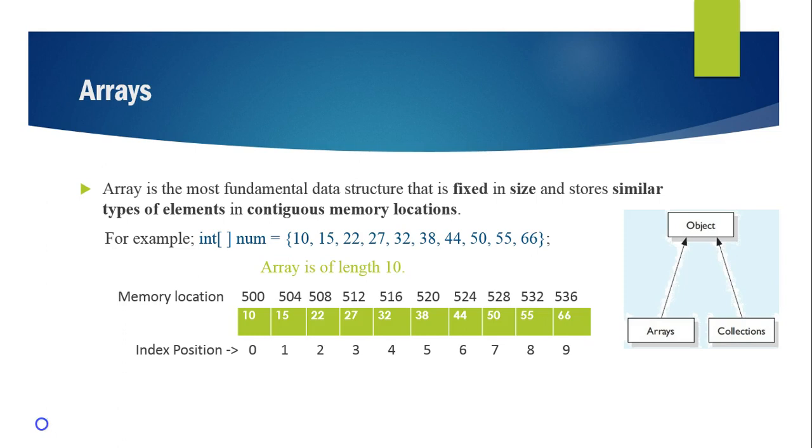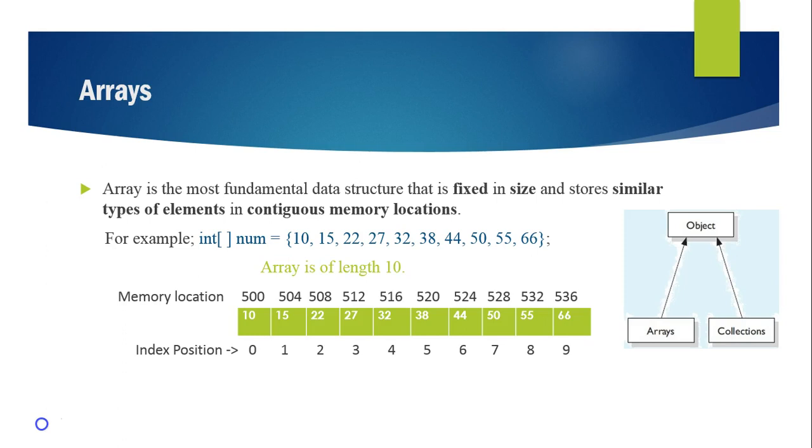An array is the most fundamental data structure that is fixed in size and stores similar type of elements in contiguous memory locations. In the below example, I have declared an array containing 10 integer values. Don't worry much if you are not familiar with how to declare an array at this point. We will cover it soon. Now coming back to the array example, as it contains 10 integer values, its size is 10 and the elements will be stored in contiguous memory locations.